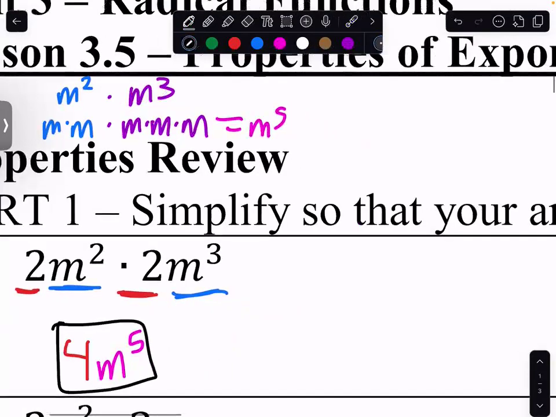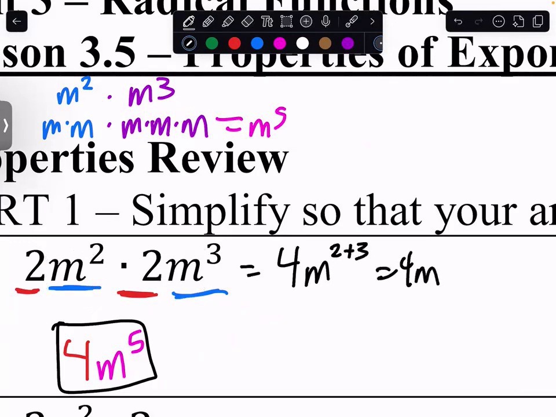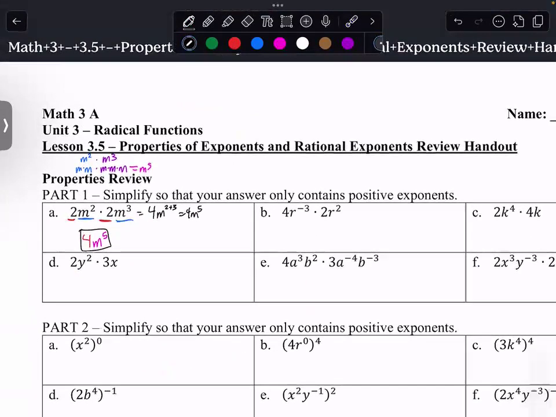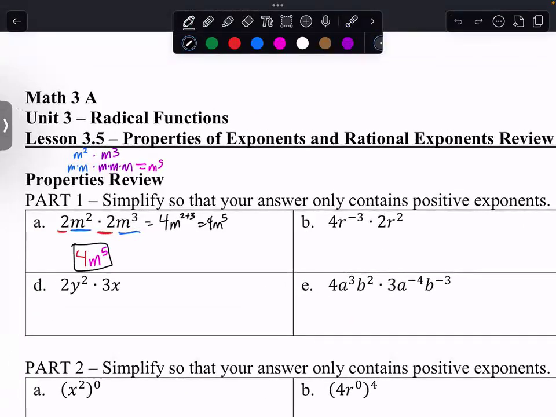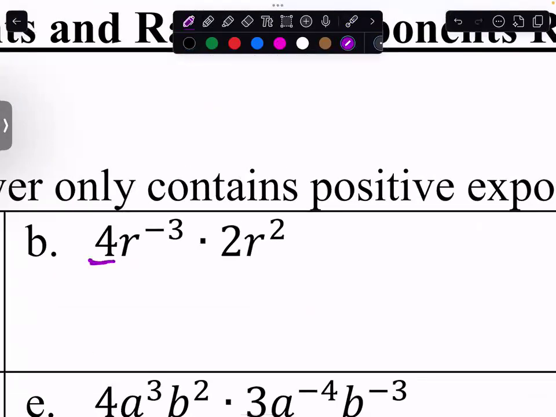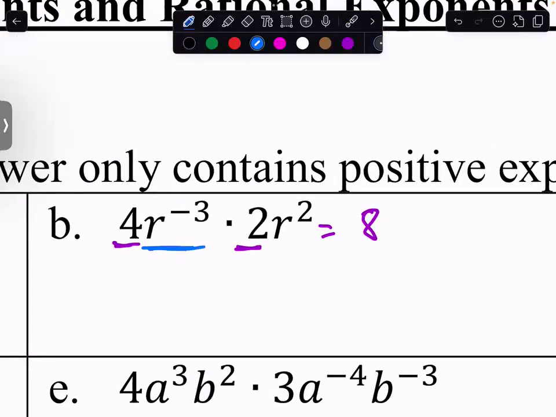Okay, but some of you mentioned the shortcut or the pattern is that when you multiply two terms with the same base, you add their exponents. So that might help us with the next one, right? 4r to the negative third power times 2r squared. Again, you would multiply the coefficients together first. 4 times 2 is 8. And then now for the r terms. There are different ways you can approach this problem, but one way is to use that pattern. When you multiply two terms, you keep the base and you add the exponents.